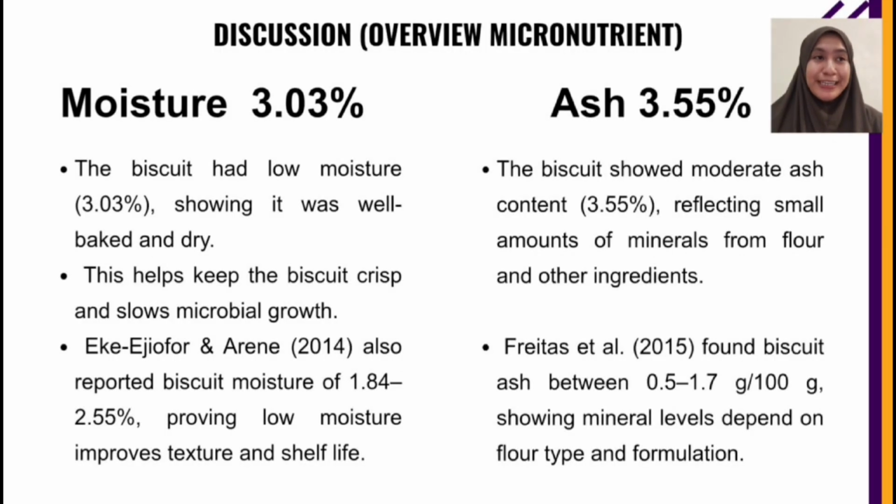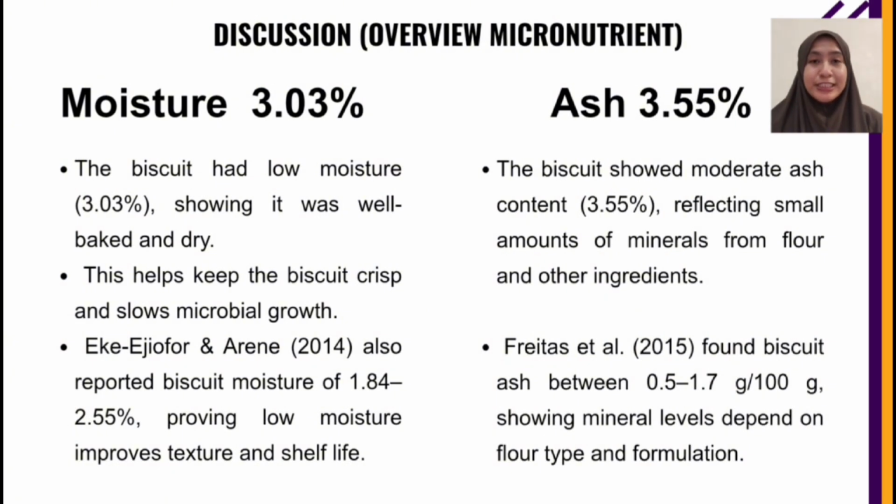So, for the discussion part, we will look at the moisture and ash content of the biscuit. First, the biscuit had low moisture content, which is 3.03%. This means the biscuit is well baked and dry, which helps it stay crispy and prevent microbial growth. According to a study from 2014, biscuits with low moisture, around 1.8 to 2.5%, have better texture and longer shelf life. So our result is quite close and shows good quality.